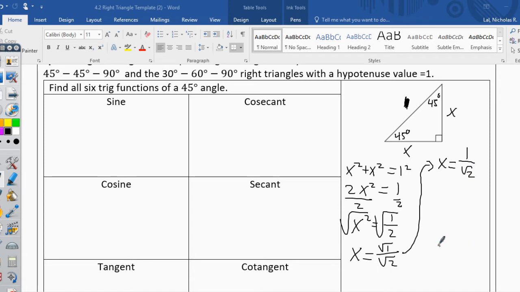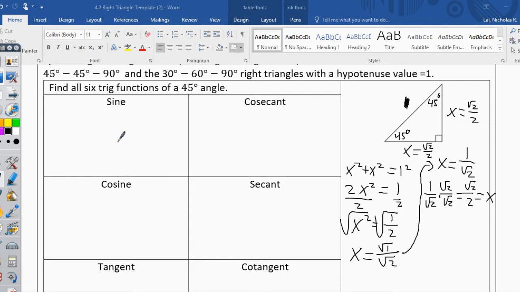Now, to get the radical out of the denominator, rationalize the denominator: multiply by root 2 over root 2. So you have 1 over the square root of 2 multiplied by root 2 over root 2. Root 2 times root 2 is 2. 1 times root 2 is root 2. So x is also equal to root 2 over 2. So x is equal to root 2 over 2, and the other x is equal to root 2 over 2, because x is equal to x.